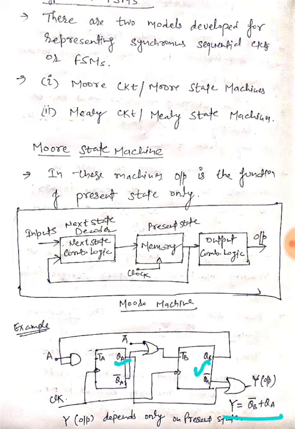Okay, so output depends only on the present state, and it is not depending on the input, that is this value A. It is not depending on this. So output depends only on the present state.